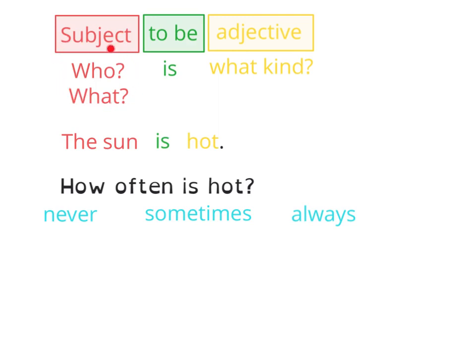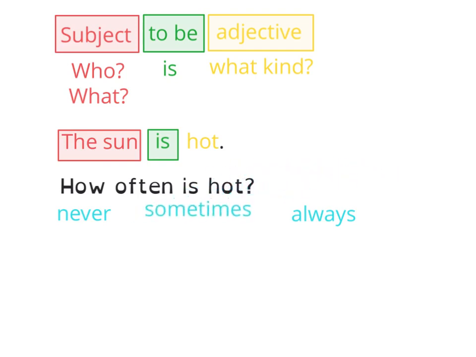Our subject tells us who or what the sentence is about. Our verb to be is the word is, and our adjective answers the question, what kind of person, place, or thing is this? So in our example sentence, we have the sun is hot. We want to know, how often is the sun hot? Is it hot never? Is it hot sometimes? Or is it hot all the time, always?